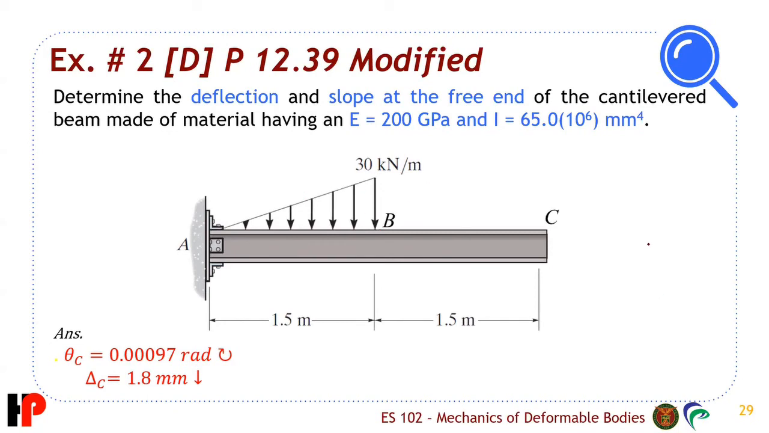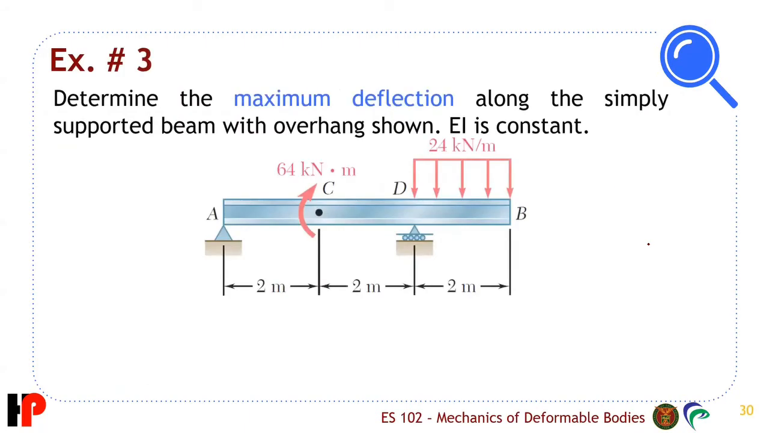Okay? So, next example. Ito naman is a simply supported beam with an overhang, loaded until the end. We're asked for maximum deflection. So, it's, again, similar to our previous examples, but now we're using AMM or Area-Moment method to solve. So, sige, follow nyo muna yung next video for the solution of this problem.